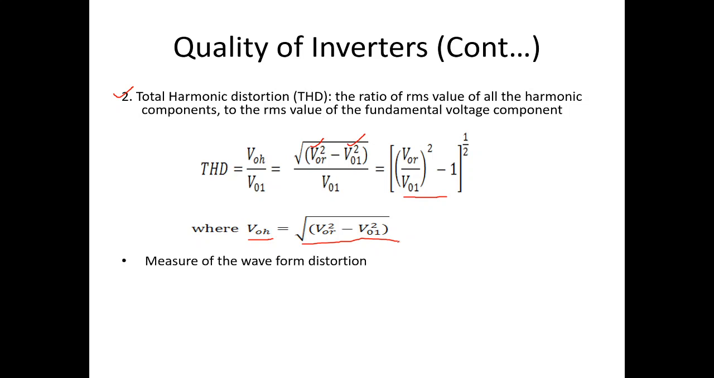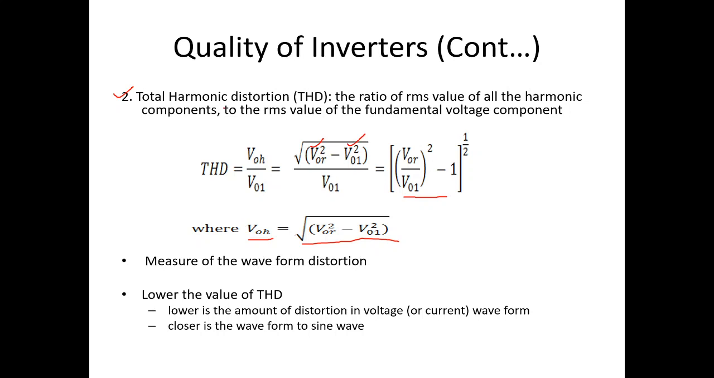So this is a very important factor. It is a measure of voltage waveform distortion from the required wave shape. We require a pure sinusoidal wave shape, no? So how is it distorted? What is the percentage of distortion? That information can be obtained from this particular THD. In other words, the lower the value of THD, the lower the amount of distortion in the output voltage or current waveform, and the closer the waveform is to the sine wave.